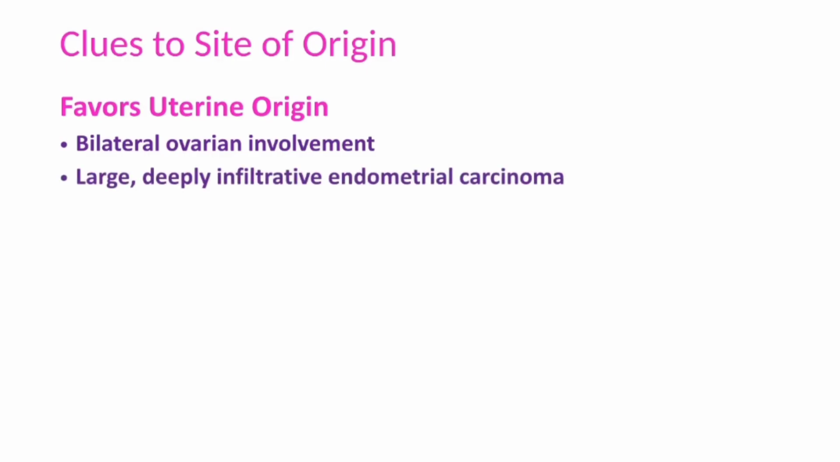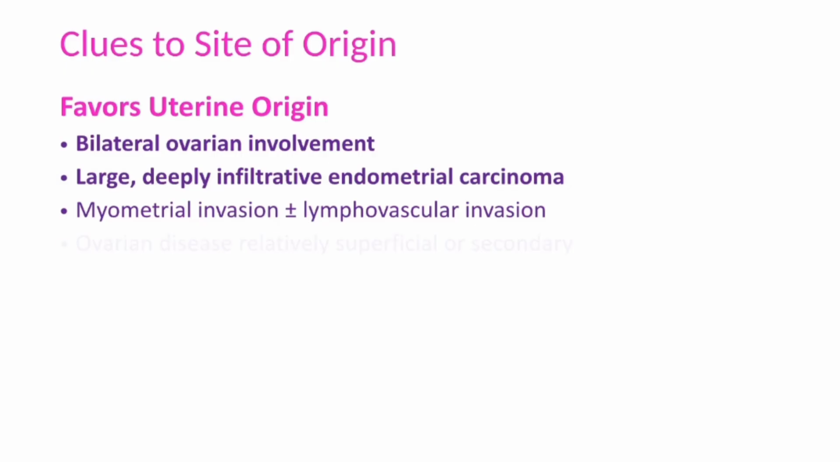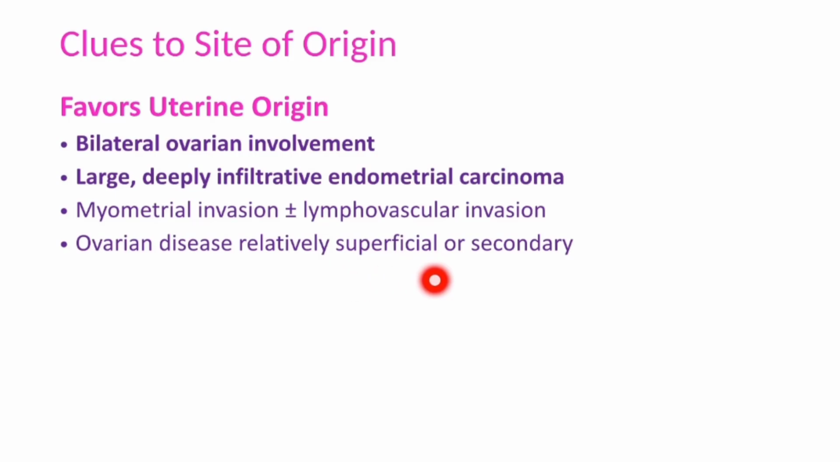So site of origin, if we want to identify, so which points favor uterine origin. So one is bilateral ovarian involvement, largely or deeply infiltrative endometrial carcinoma, myometrial invasion plus or minus lymphovascular invasion favors uterine origin, and ovarian disease relatively superficial or secondary. So whenever we see a bilateral ovarian involvement along with these all features, it favors uterine origin.